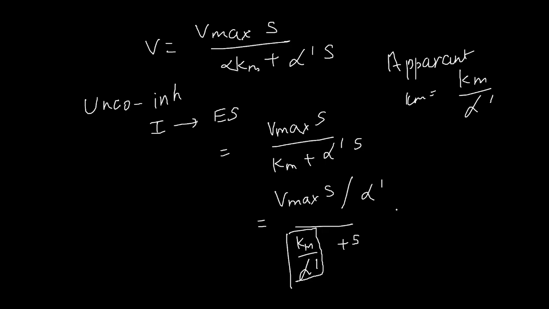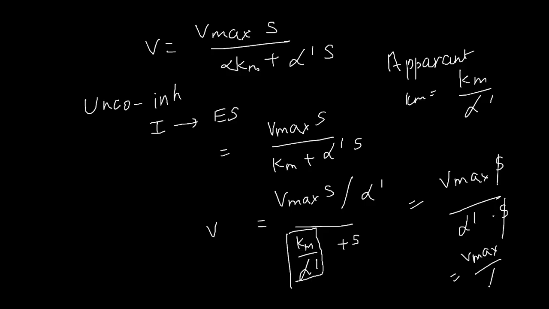And what is going to be the effect on velocity? If you see, again in the presence of very high concentration of S, you ignore this value and you will get, this is your V value, right? So when you ignore this, you will get Vmax S by alpha prime into S, right? S is going to be cut off. So Vmax is also going to be decreased.